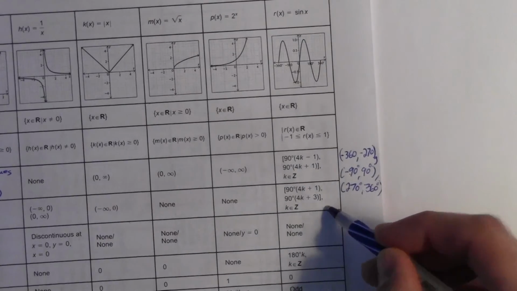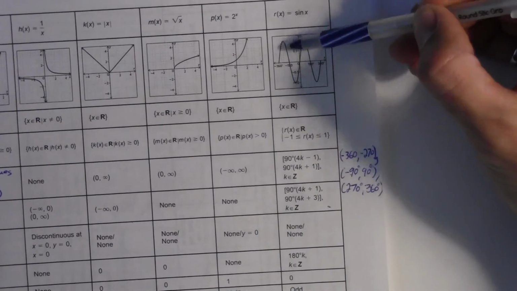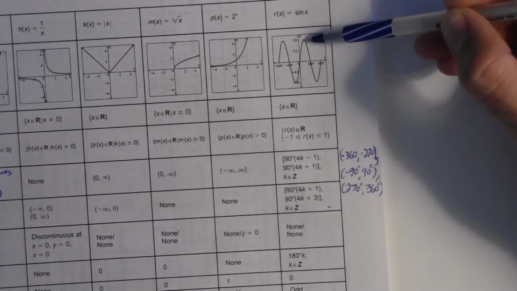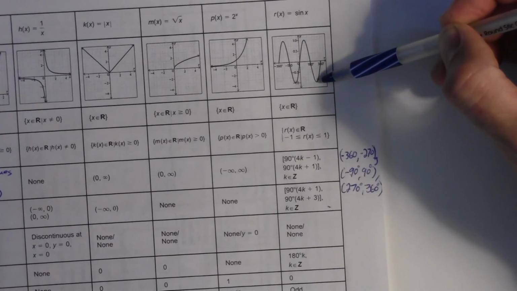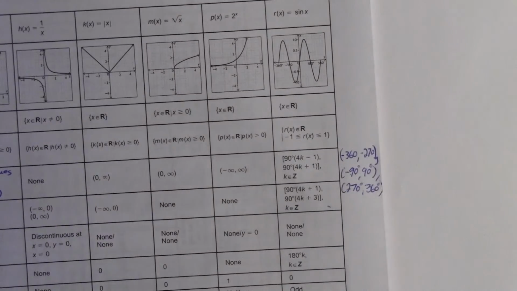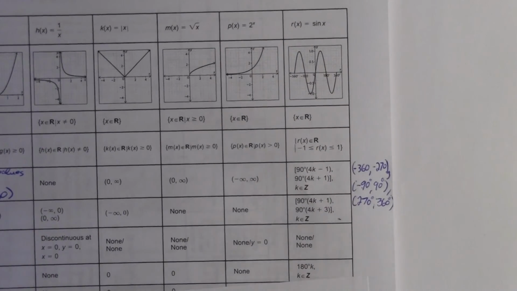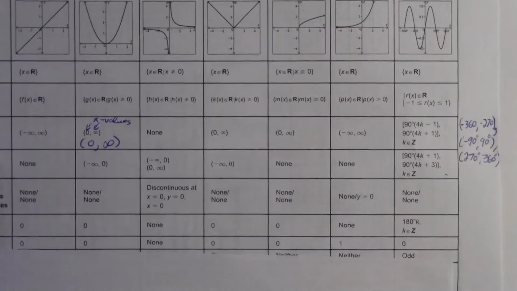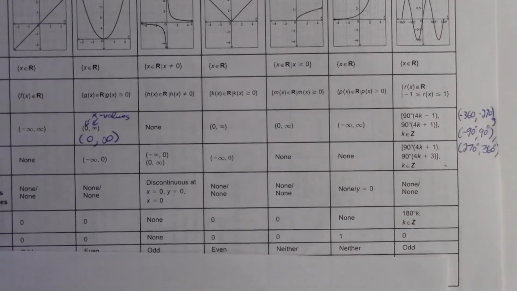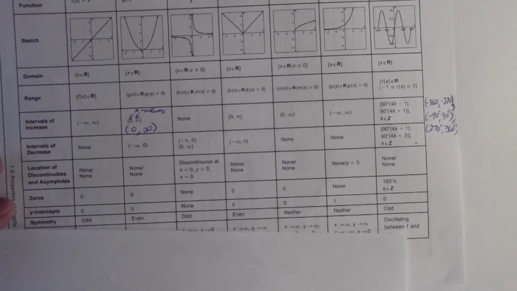And then you do the same thing for decreasing. Negative 270 to negative 90, 90 to 270. So every 180 degrees. Okay, we're going to go through a few of the other characteristics of these functions, and then we'll go through the examples.